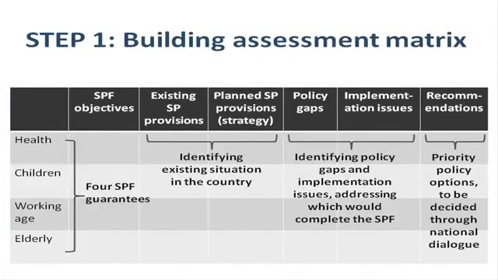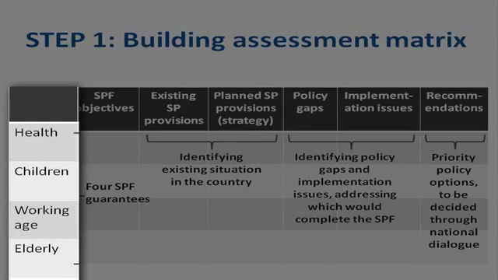So what we do is that we build a matrix, which we call the assessment matrix, where we list all the social protection schemes existing in the country for the 4 guarantees: for access to health care, for income security for children, income security for the working age, and for the elderly.